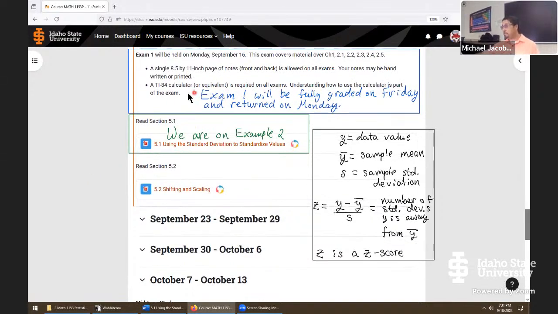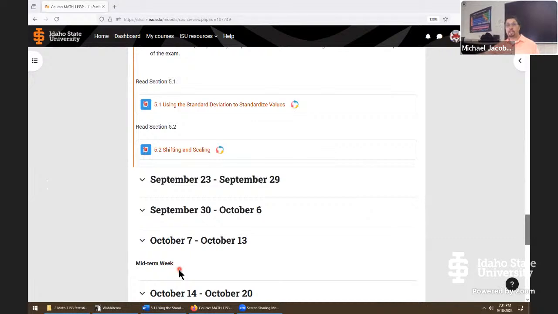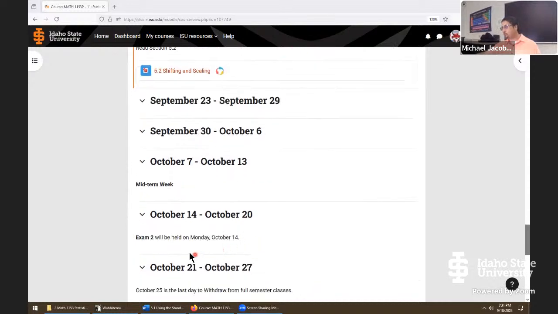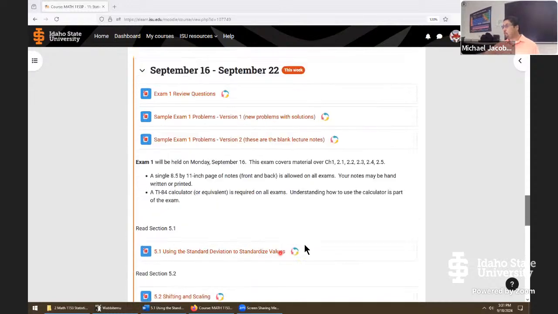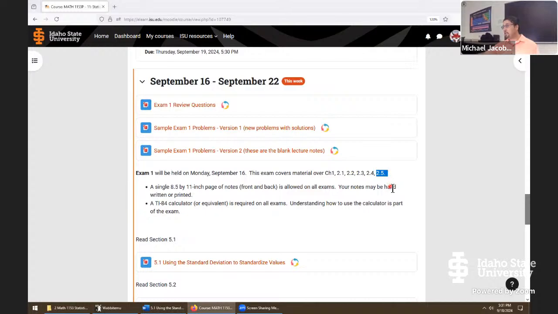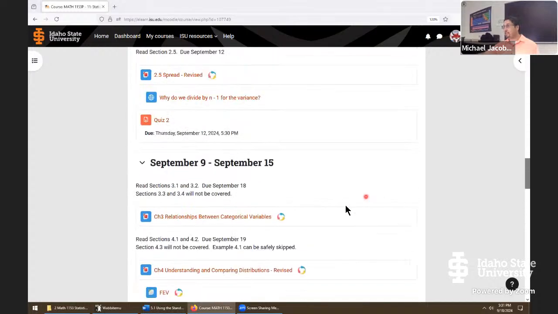Looking ahead, we don't have a whole lot going on in the weeks down below. If I scroll for just a touch, we do have a midterm week, but we're not doing any special project. There's no particular exam on midterm week. We'll just be reporting your grade as it stands at the end of that week. After midterm week, we'll have our second exam. That exam is just going to pick up right where this one left off, in section 2.5, and so we're going to pick up on chapter 3 right here.